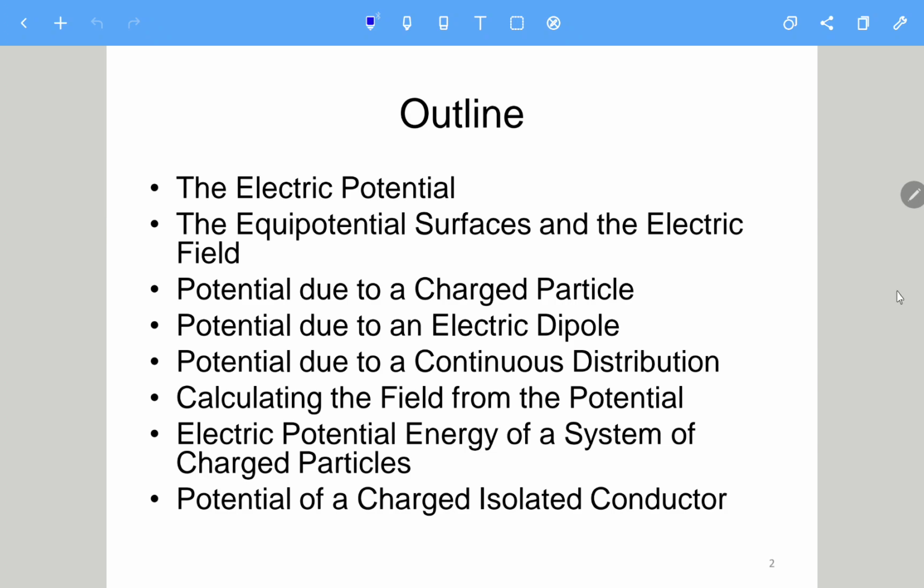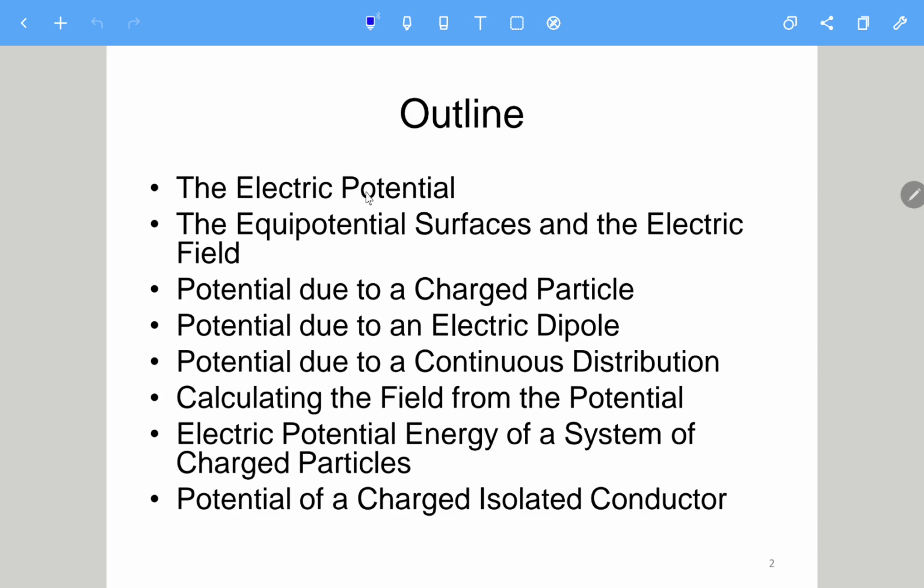due to an electric dipole, due to a continuous distribution. Okay, something similar to what we did before. But here, the electric potential is also a field, but it is only a scalar field, so it makes things easier to calculate than the electric field. Because the electric field is a vector field, the vector field has amplitude and also direction. So to calculate the E field will be more difficult.